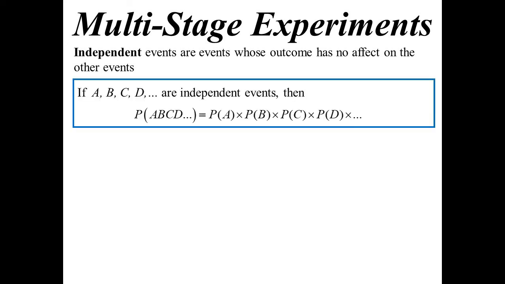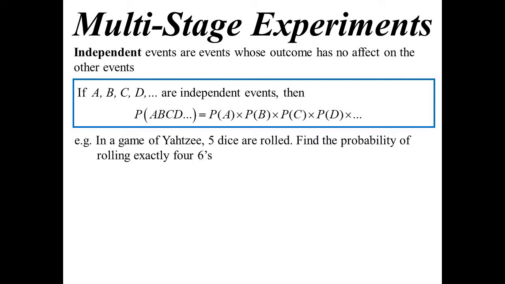Multi-stage experiments. Okay, so this one we've got independent events, where one outcome doesn't really have an effect on another outcome. When that's true, the probability of A, then B, then C, then D is simply multiply all the probabilities together. So something like this.